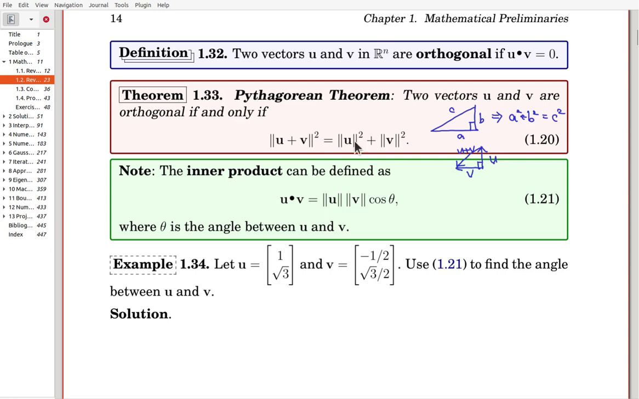The inner product can be defined as here. u dot v is the same as the norm of u times the norm of v times cosine theta. The theta is the angle between u and v pictorially. If this is u, that is v, then the angle is theta. Right?